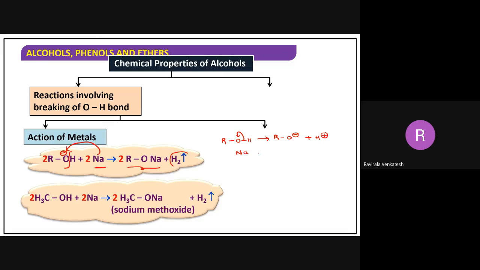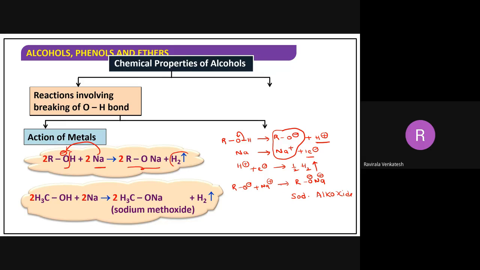Next, sodium loses one electron, converting into Na plus and one electron. Next, this H plus takes this electron and converts into half hydrogen gas. And this Na plus and RO minus combine together to give RONa, sodium alkoxide. Sodium alkoxides are forming. If it is a methyl group, sodium methoxide. If it is an ethyl group, sodium ethoxide. Like that we can name them. So this liberation of hydrogen gas indicates that alcohols have acidic character. Correct?